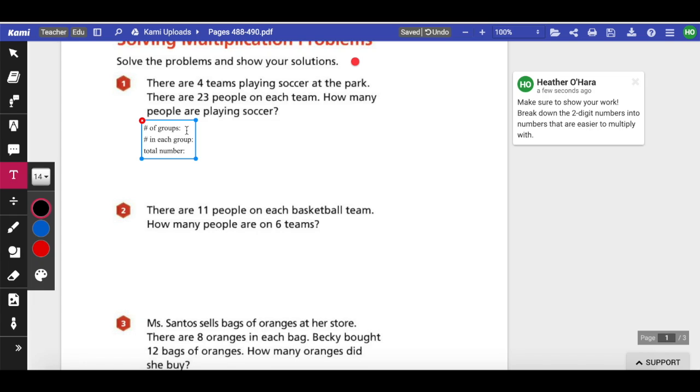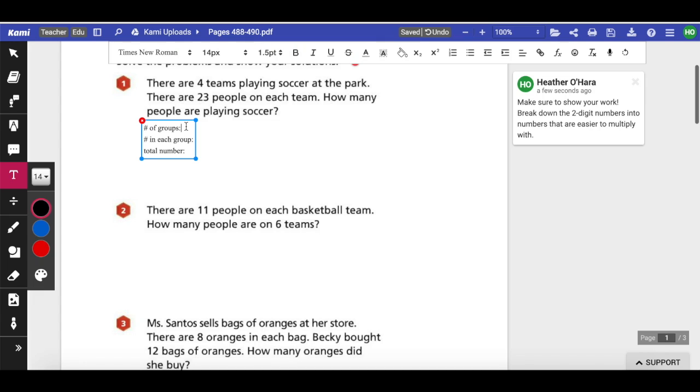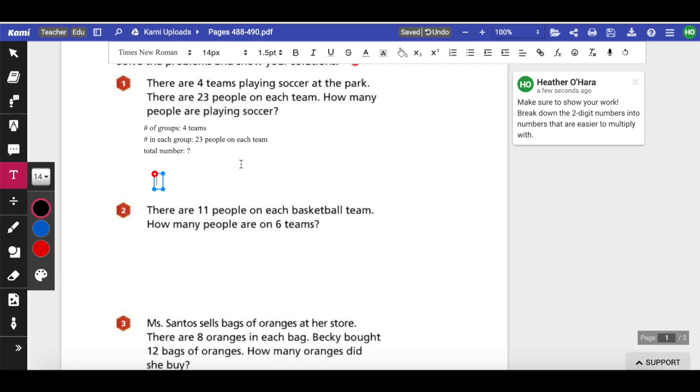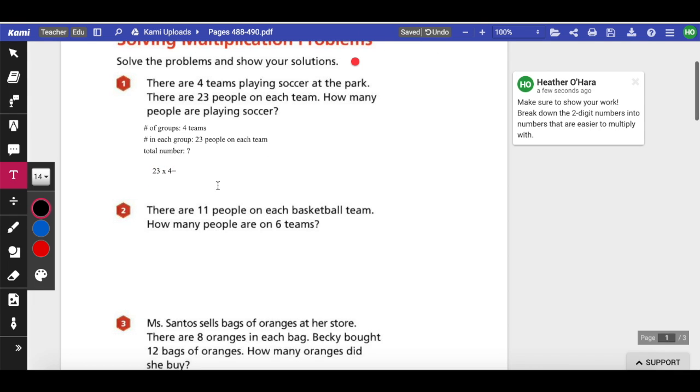So it says there are 4 teams playing soccer at the park. There are 23 people on each team. How many people are playing soccer? So the number of groups, there's 4 teams. There's 23 people on each team. And then I need to figure out what my total number is. So my equation is going to be 23 times 4 equals what? And how I can do this is I can break down 23, my 2-digit number, into numbers that are easier for me to multiply. So pause me and think about 2 numbers that I can multiply with easily that equal 23.